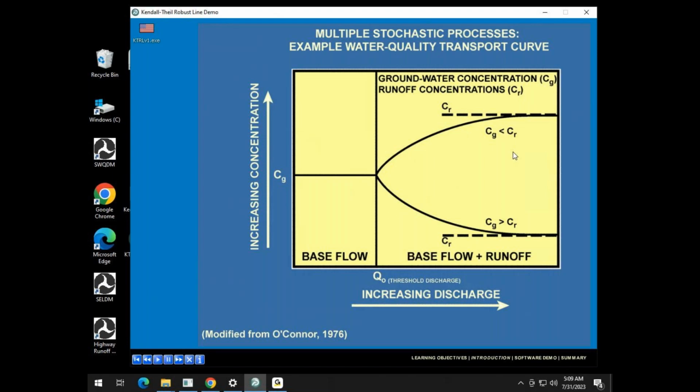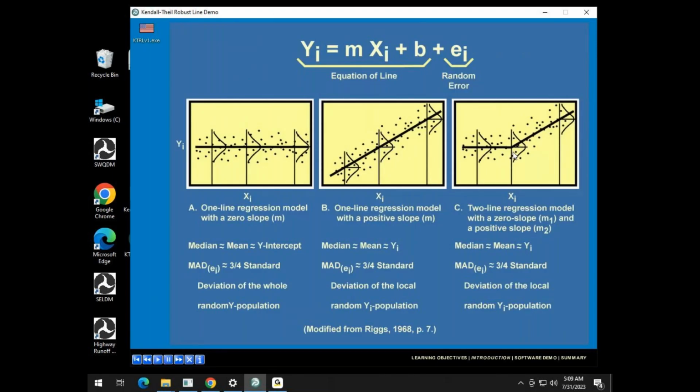These asymptotic relations can be linearized. The Kendall-Theil Robust Line software provides statistics for the input data, the equation of the line, regression statistics, and the residual statistics. This information can be used to evaluate different data sets. These schematic diagrams show three possible scenarios to illustrate different regression lines and their error components.